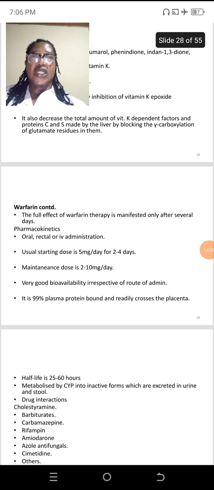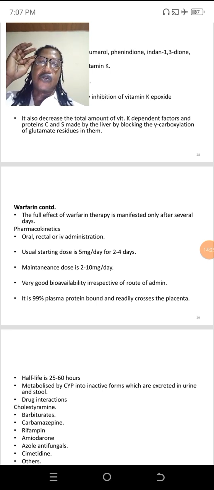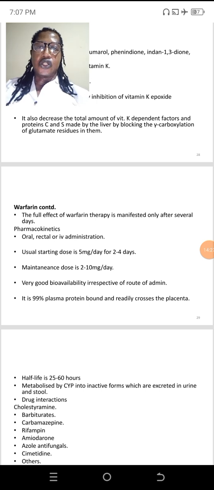Though it is called an oral anticoagulant, it can also be administered through other routes. For example, it can be administered rectally or through the intravenous route. And the bioavailability is very good, irrespective of the route of administration that is chosen. The usual starting dose is 5 milligrams per day for 2 to 4 days.